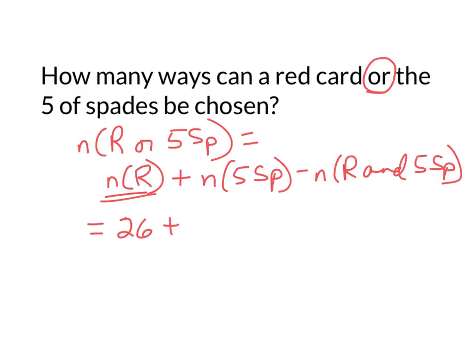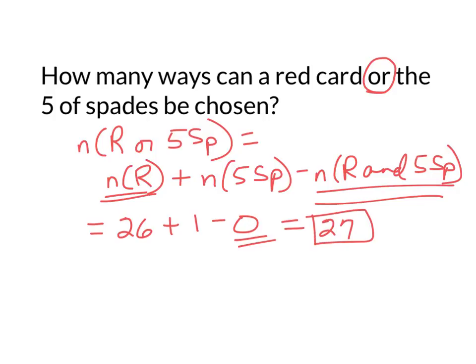Hey, James, how many 5 of spades are there? 1. That's correct. Minus, class, how many cards are both red and the 5 of spades? None are. The 5 of spades is black, right? It's a spade. So 0. By the way, if this number ends up being 0, then your two events, in this case red and 5 of spades, are said to be disjoint, or sometimes you hear the term mutually exclusive. Okay, so the answer to this question is 27.